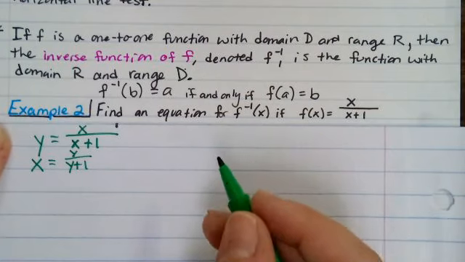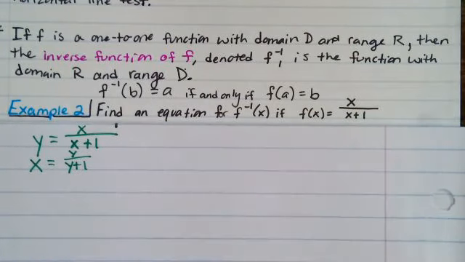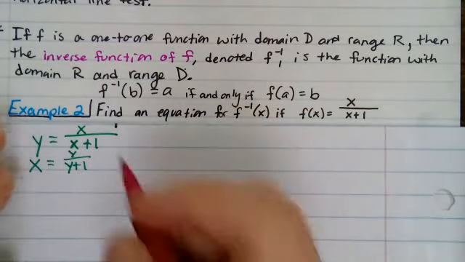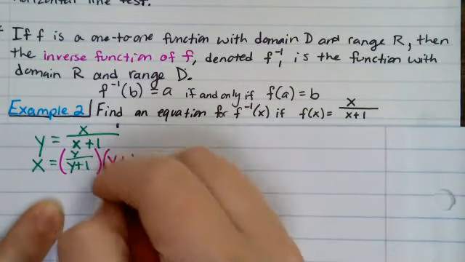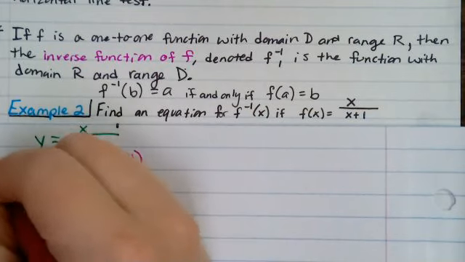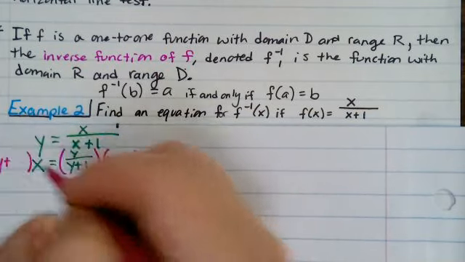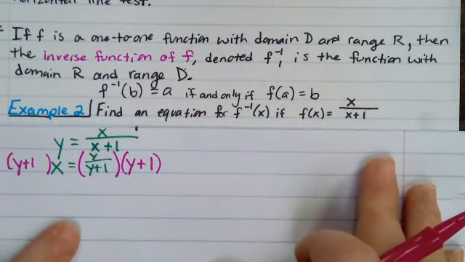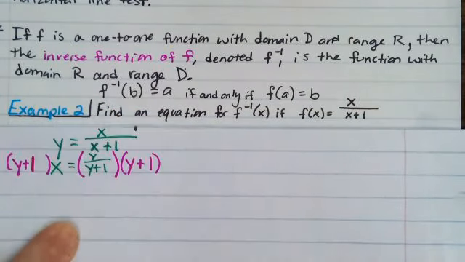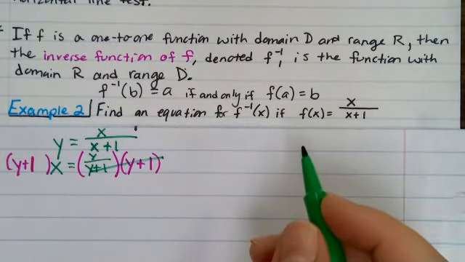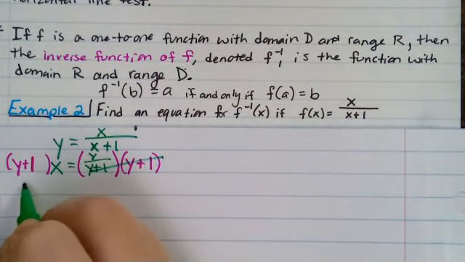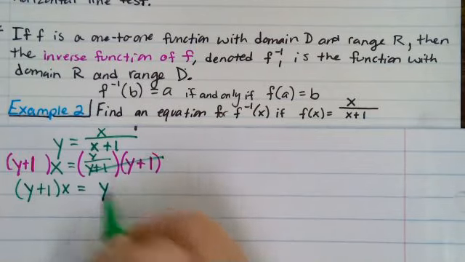Okay, so the first thing I would do is you have to get y out of the denominator. And there's only one trick to really do that, which is to multiply by that denominator. We're going to multiply by y plus 1. But if I do that on one side, you have to do it on the other side. So it cancels on the right side, but you still have this y plus 1 times x equals y.